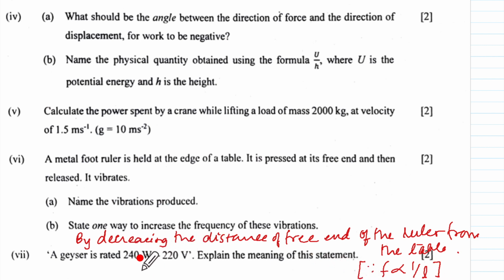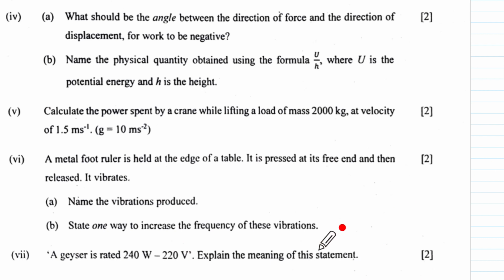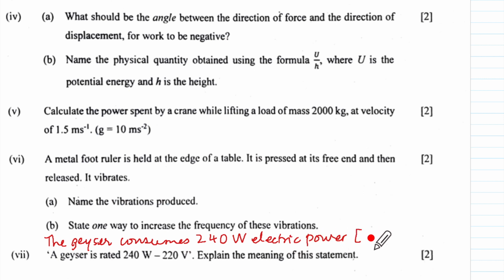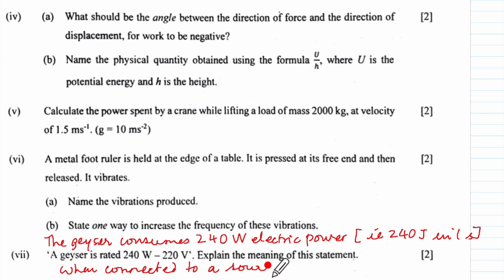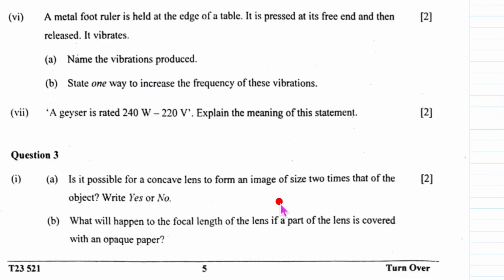A geyser is rated 240 watts and 220 volts. Explain the meaning of this statement. What does this statement mean? That the geyser consumes 240 watts of electric power, write into bracket, that is 240 joules in 1 second when connected to a source of 220 volts. That finishes our question 2.